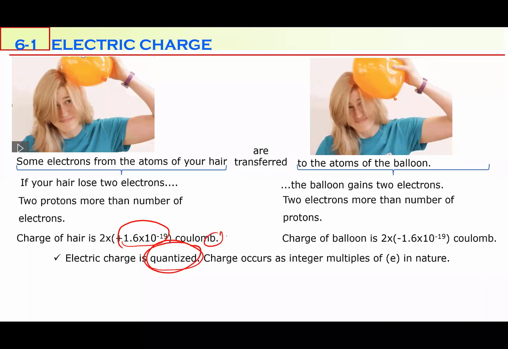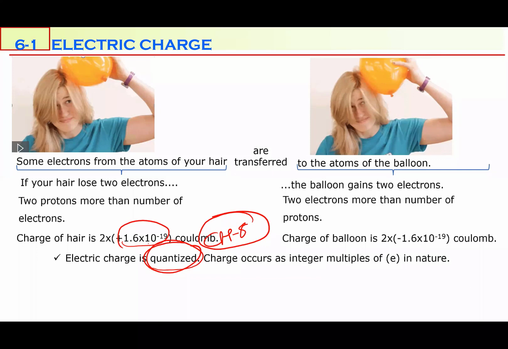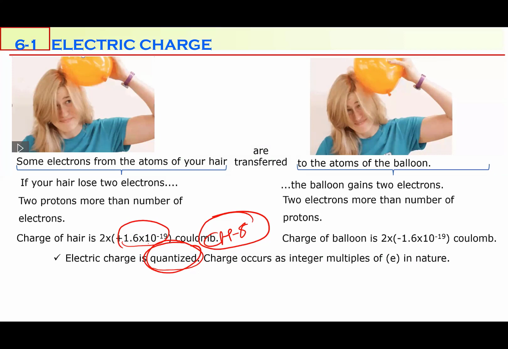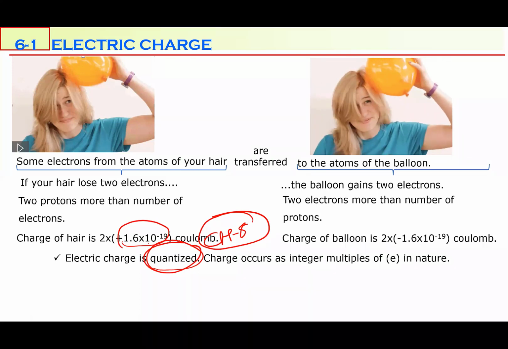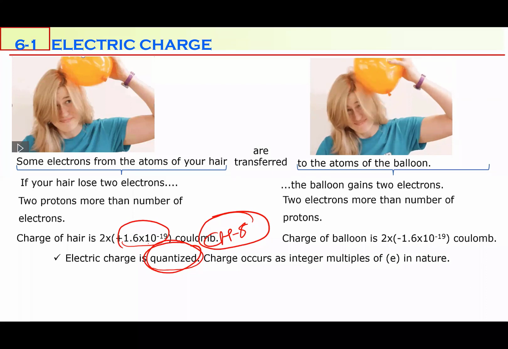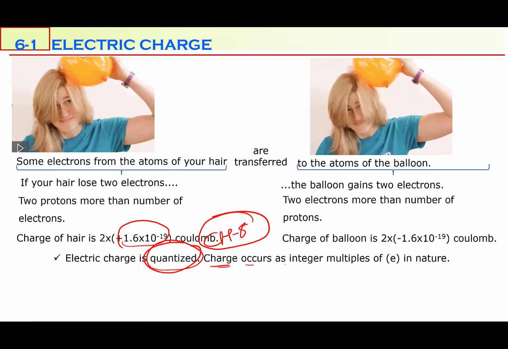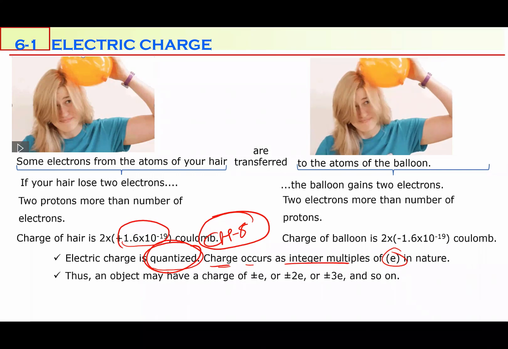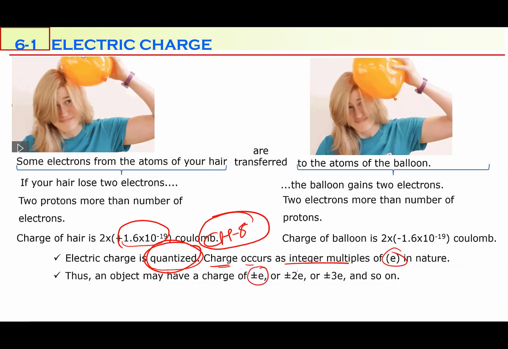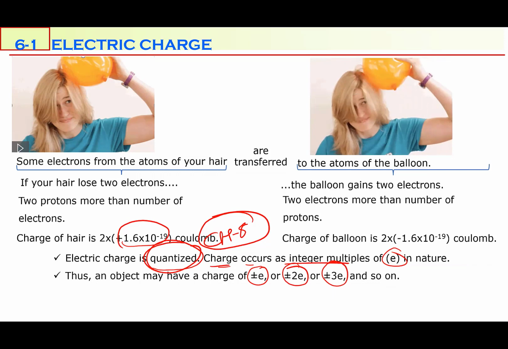Quantized. In chapter 8, we are going to meet this word again. What does quantized mean? Integer number. 1 electron, 2 electrons, 3 electrons, 4 electrons, 5 electrons, not 1.1 electrons, not 1.2. If a quantity is changing by integer numbers, it's called quantized. Electric charge is quantized because electric charge occurs in integer multiples of e. Meaning 1e, plus or minus 2e, plus or minus 3e, plus or minus 4e, plus or minus 5e, 6e, and so on.